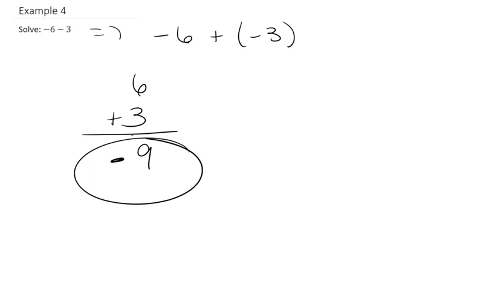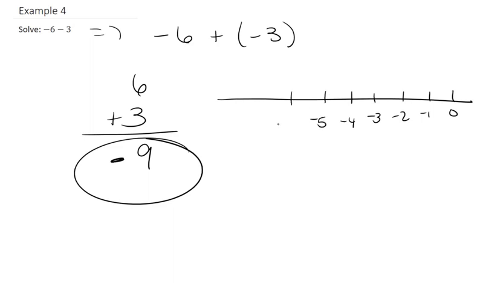And if you want to think about it in a different way, if we had a number line, and this is 0, and this is -1, so what happens is we start out at -6. So here, and then we're going to go ahead and go -3. Or we're adding -3. So that means we're moving to the left. So we go 1, 2, 3, because we went over 3 units, and we end up at -9.